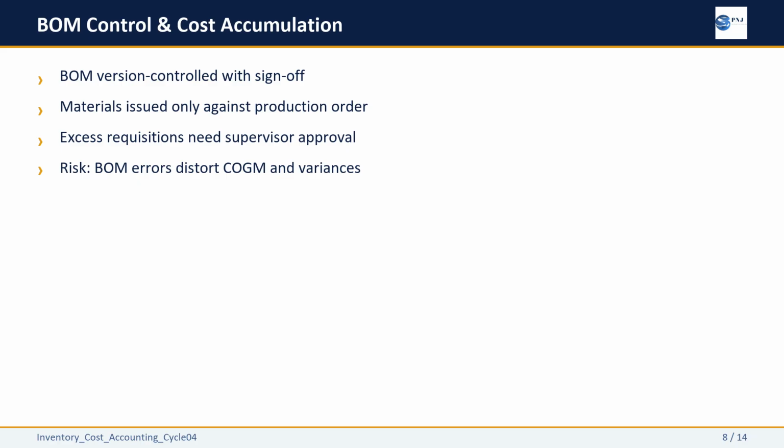So the BOM is version controlled, and any change requires production planning and management sign-off. On the floor, raw materials are issued to production only against an approved production order, and any requisition above the BOM quantity needs supervisor approval. Without these, excess material walks out under the cover of normal production, and the recipe everyone trusts no longer matches what is actually being built. Accurate accumulation depends entirely on an accurate, controlled BOM.